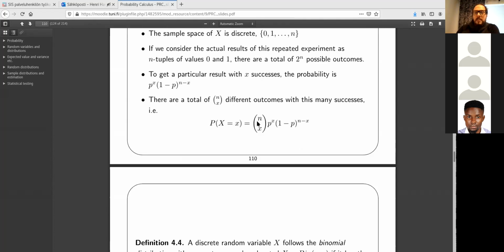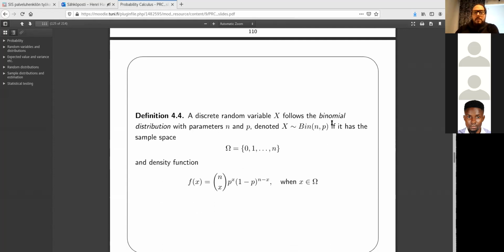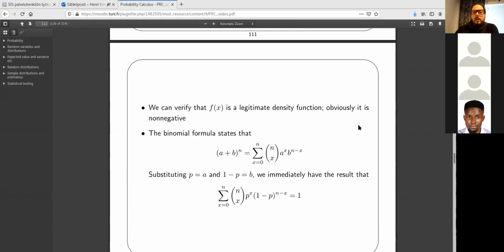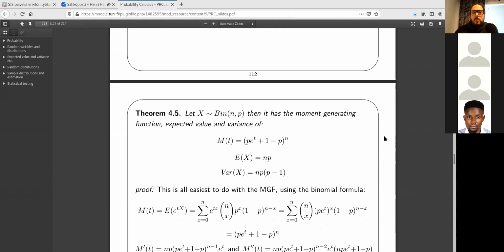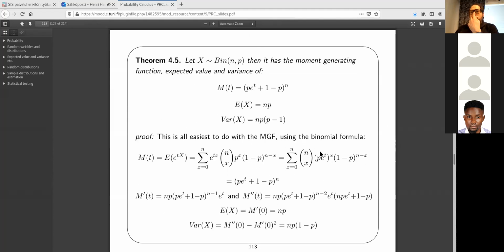This is the density function of the binomial distribution with n repetitions and probability p. We had this definition, and the binomial formula gives us the way of calculating the expected value. Variance was calculated using the moment generating function. We can skip that. You can just remember that the variance is gained by taking np times p minus 1.